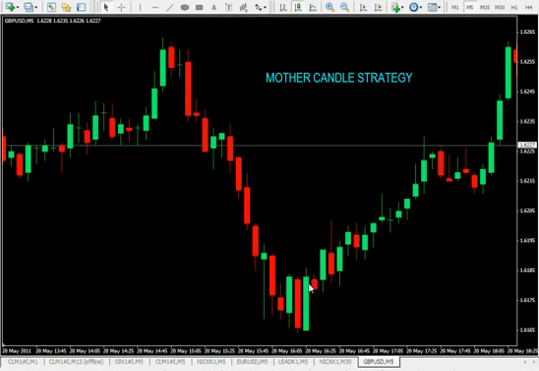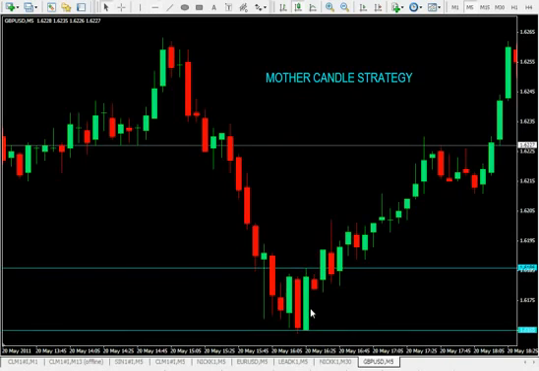Just after identifying mother and the daughter, the first thing that we'll have to do is to mark the high and the low of the mother candle. So let us mark the high of the mother candle and the low of this mother candle. Now the second thing, after this we will wait until the next candle breaks the high or the low of the mother candle and it closes above or below it. So the close is more important.